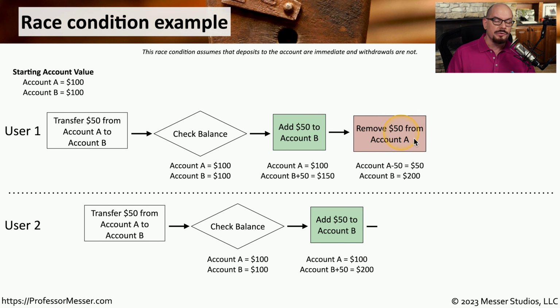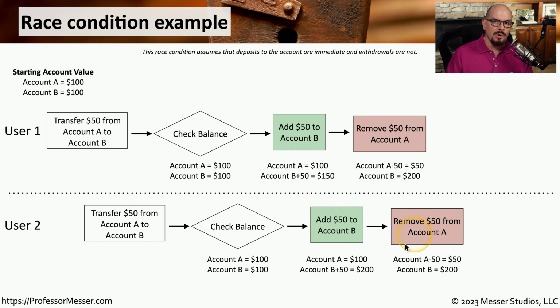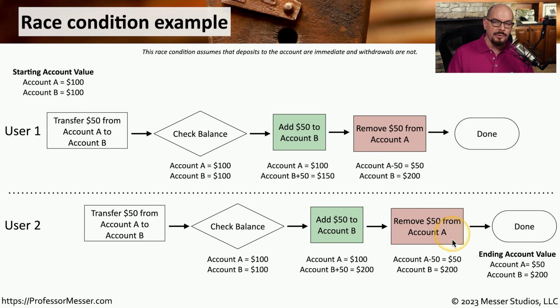Now user 1 is going to remove $50 from account A. From user 1's perspective, account A now has $50 and account B has $200. Now user 2 is going to perform the same transaction and remove $50 from account A. Because these withdrawals are not updated immediately for all users, from user 2's perspective, account A has $50 and account B has $200. This is the step where the race condition really occurs.